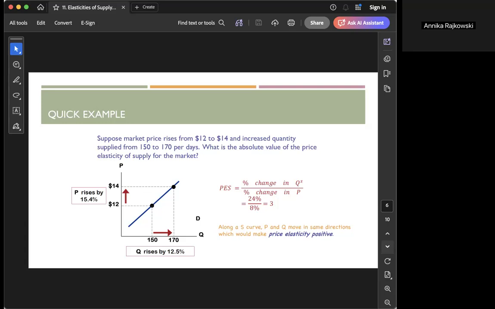Remember something important: along the supply curve, price and quantity move together. That means elasticity of supply is positive, and we generally focus on the size of the number rather than the sign.